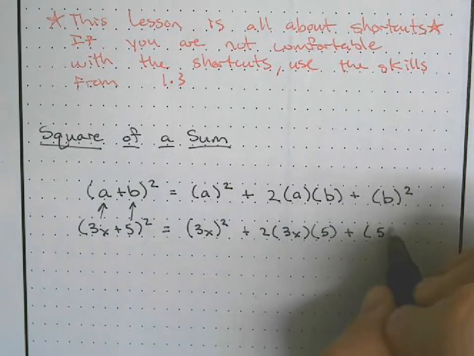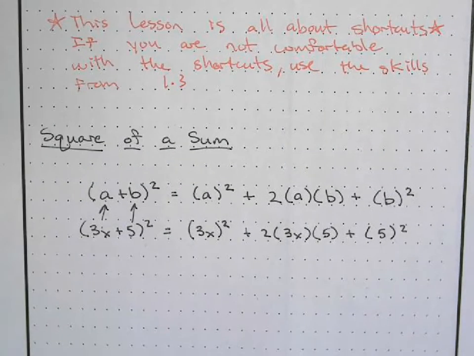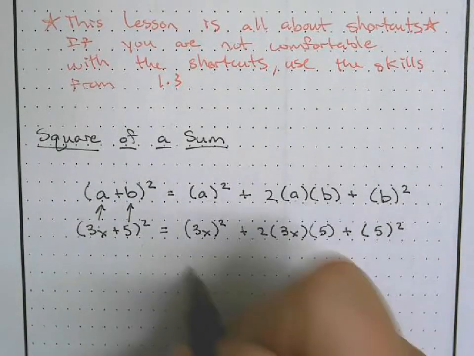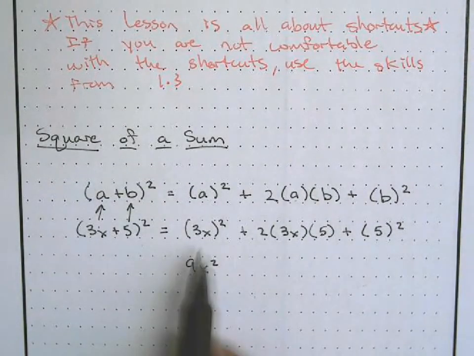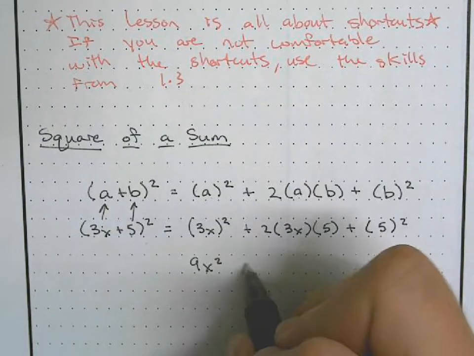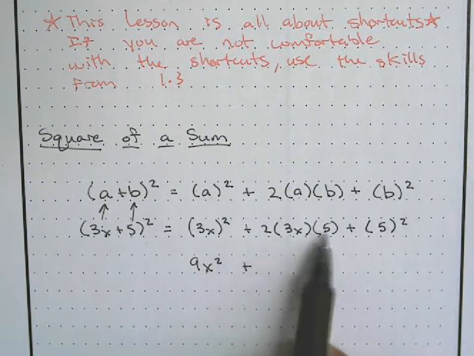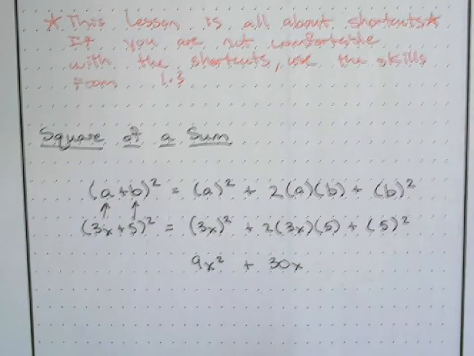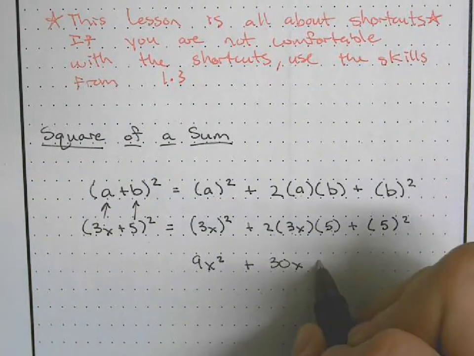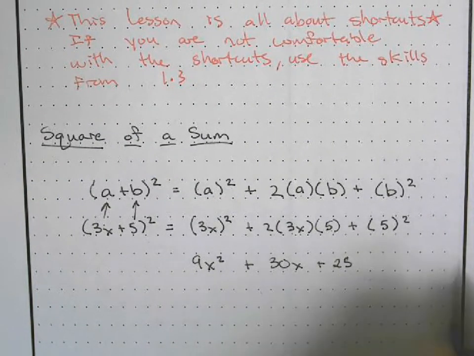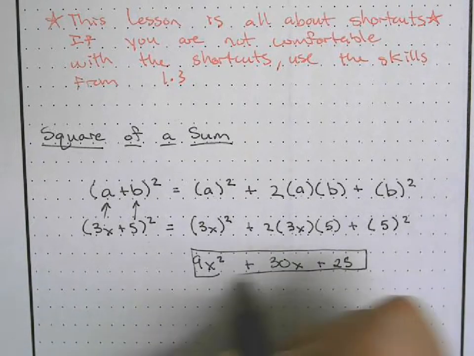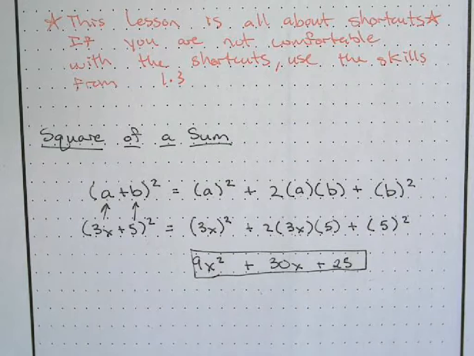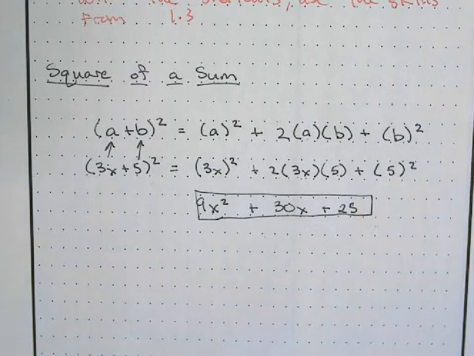And then the final thing I do is take that b term, the 5, and square it. Now we can simplify. 3x squared is 9x squared, 3x times 3x, plus 2 times 3 times 5 would be 30x. So 2 times 3x times 5 is 30x, plus 5 times 5 is 25, and we're done. Okay, so that's how you do the square of a sum.